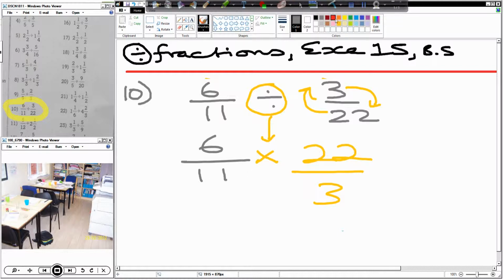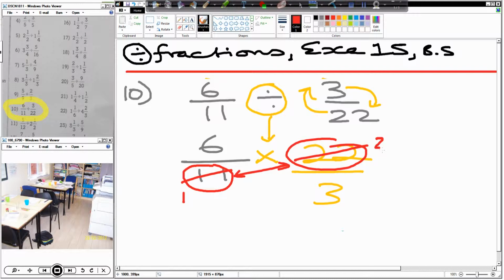Okay, now what we're going to do is step 3. Step 3 states we try to cancel diagonally here or vertically. Now if you look vertically, we can't cancel anything vertically because there's no common factor apart from 1. Okay, so let's try cancel in this direction, diagonally. So 11 and 22, what can I cancel them by? 11. So 11 divided by 11 is 1. 22 divided by 11 is 2.